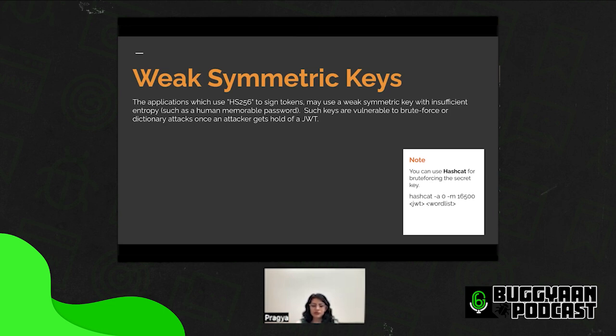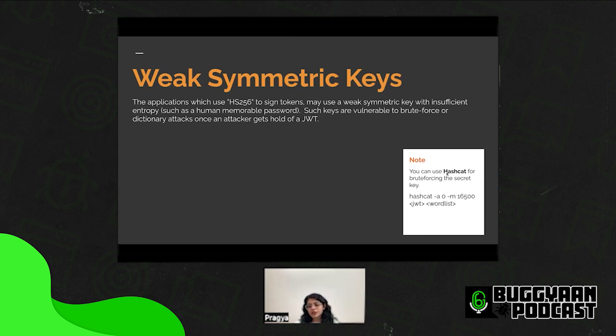or dictionary attacks. So if you find an application where they're using HS256, you can at least try to brute force it to see if maybe they're using a weak symmetric key. I don't think a lot of applications might be using a weak symmetric key, but still, you never know.